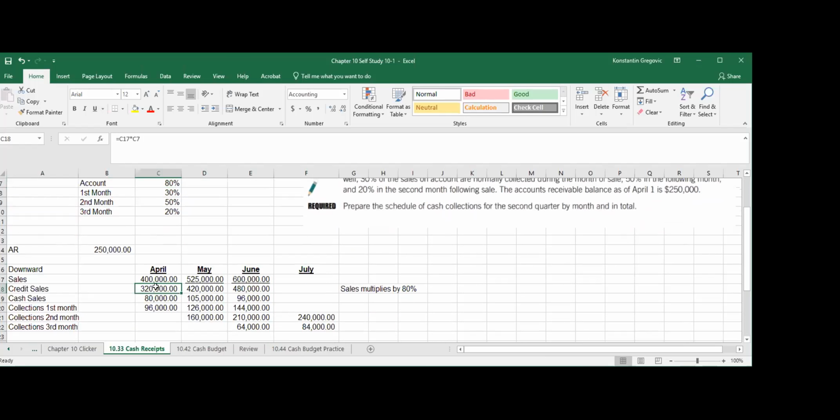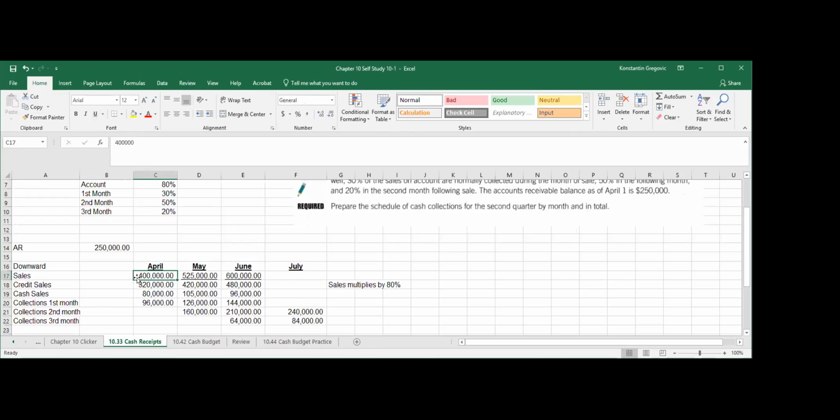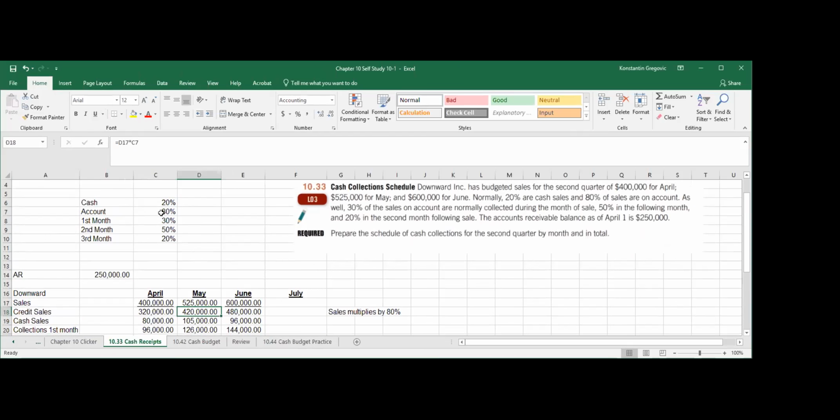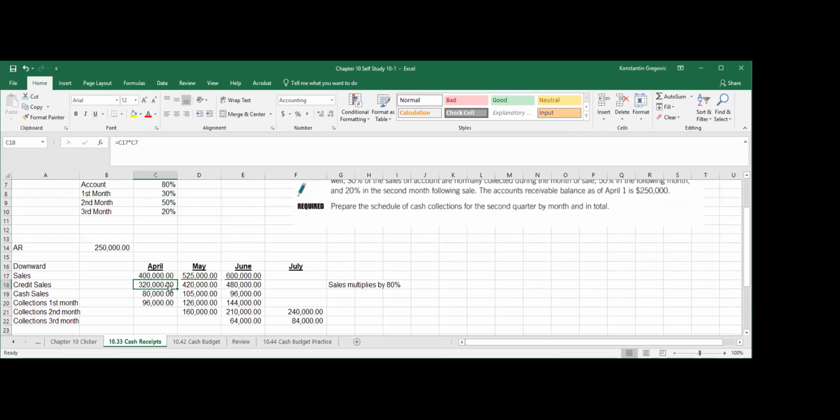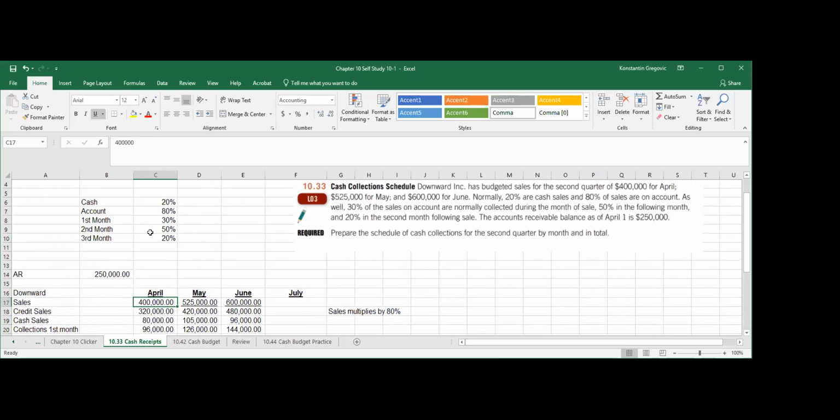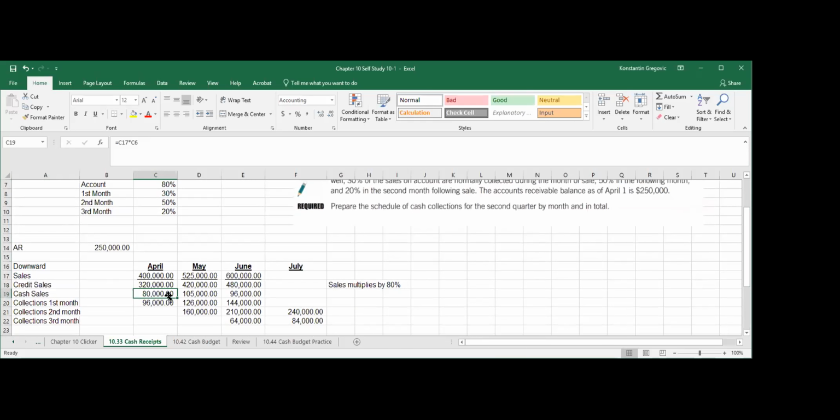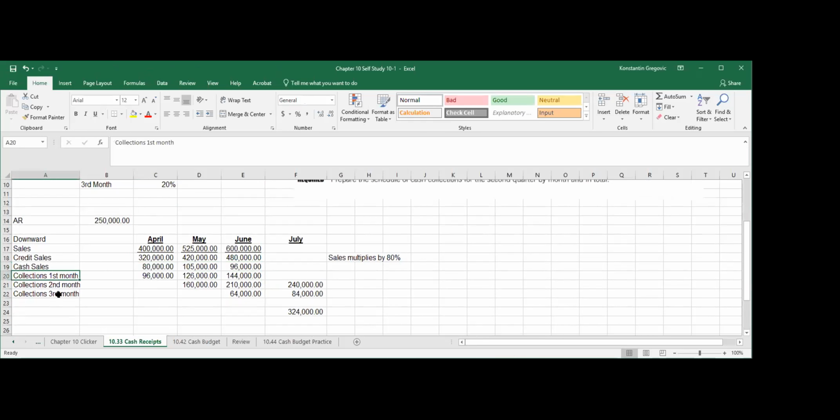80% is on account or credit. So 400,000 times 80% is 320. In May, 525,000 times 80%. In June, 600,000 times 80%. These are my credit sales. Multiply your sales by 80%. My cash sales are 20%. You can just subtract 320 from 400, or just calculate 400 times 20%. So I calculate my cash sales, and then I calculate collections in the first month, collections in the second month, and collections in the third month.